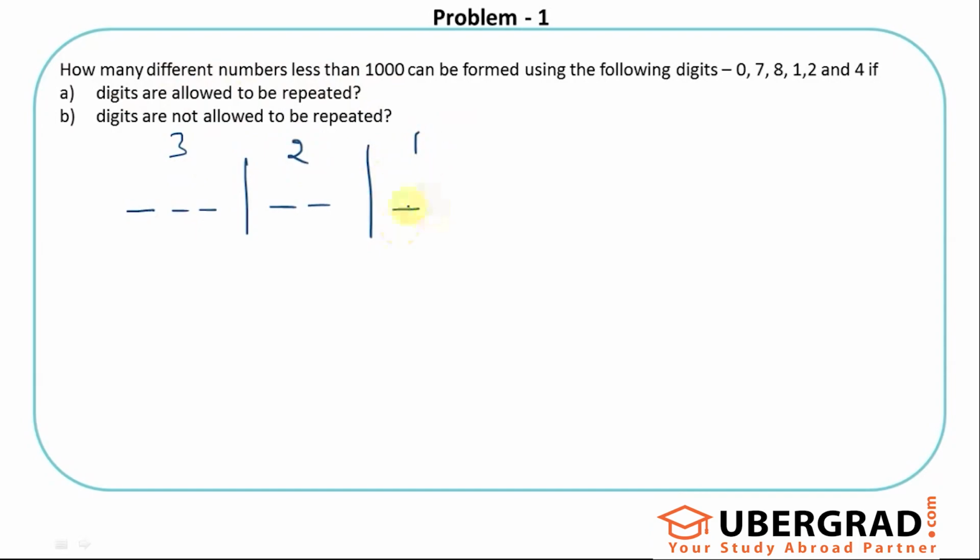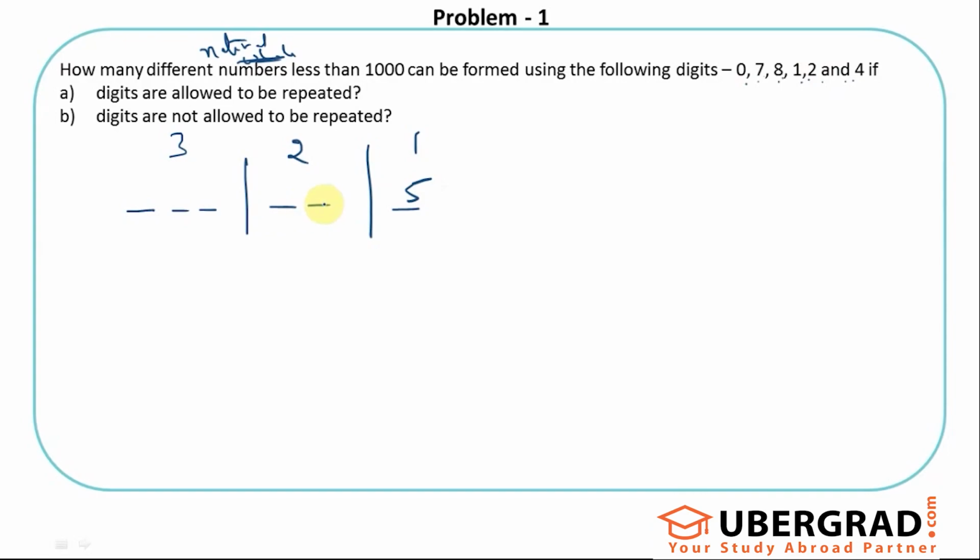So I have to look at 3-digit numbers, 2-digit numbers, and 1-digit numbers as well. So how many 1-digit numbers do I have? 1, 2, 3, 4, 5, and 6. Whether I can count 0 or not is a different question. You may have to specifically write how many different natural numbers or whole numbers. So let me take it as natural, where I don't count 0. So 7, 8, 1, 2, and 4, there are 5 single-digit numbers that can be formed.